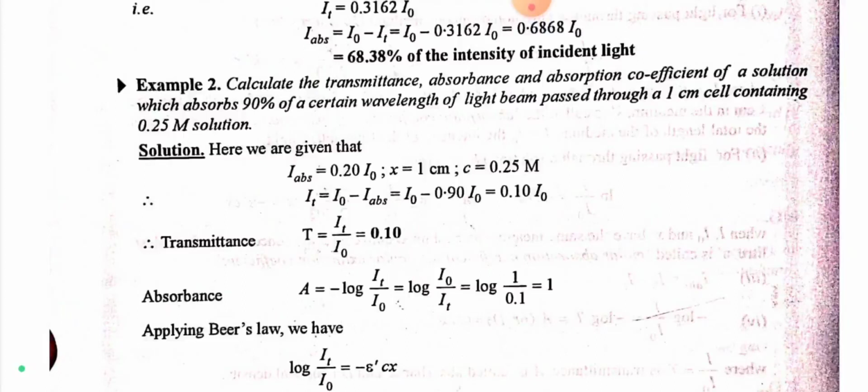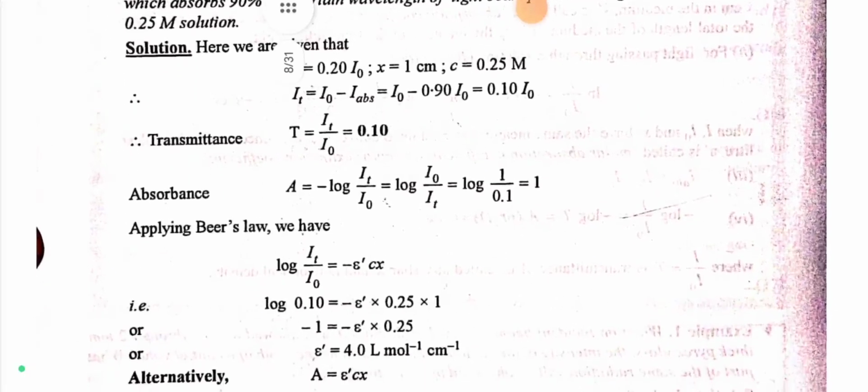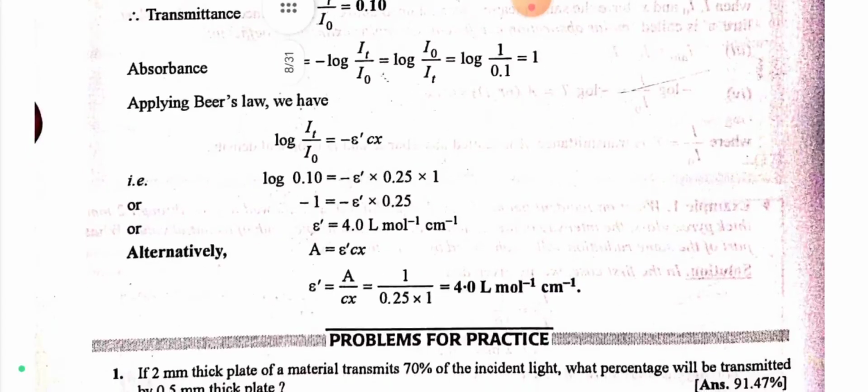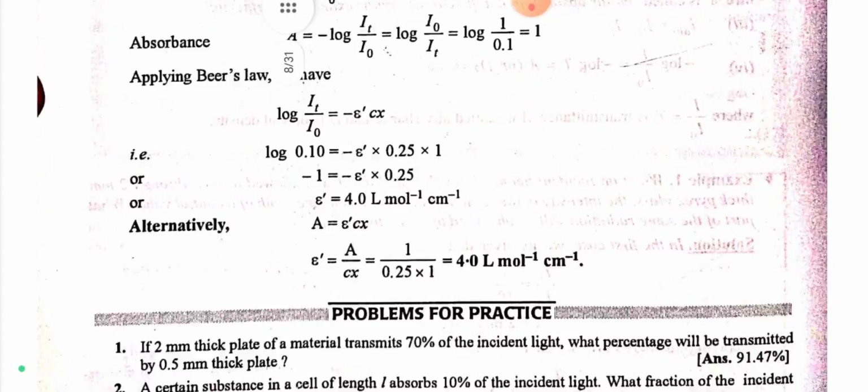Absorbance A = -log It/I0 = log I0/It = log 1/0.1 = 1. Applying Beer's law, we have log It/I0 = -ε'cx. Log 0.10 = -ε into 0.25 into 1. -1 = -ε into 0.25. Epsilon = 4.0 liter mole inverse centimeter inverse. Alternatively, A = ε'cx, so ε' = A/cx = 1/(0.25 into 1) = 4.0 liter mole inverse centimeter inverse.